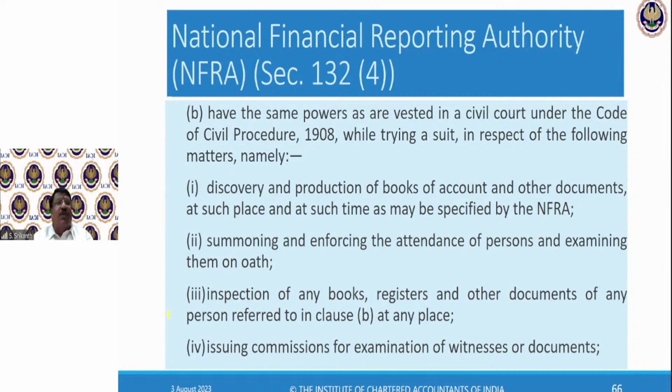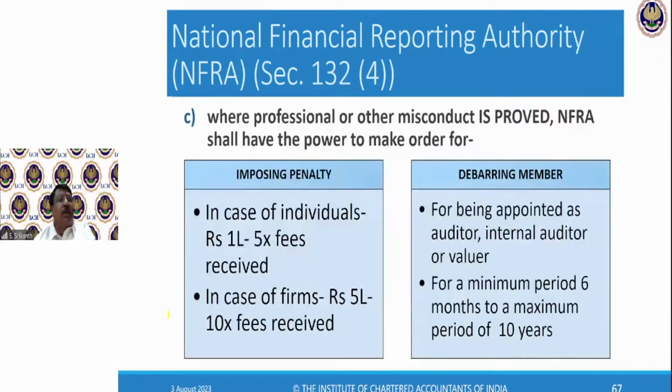So the NFRA is a quasi-judicial body, and when it's conducting an investigation, it has the same powers as the civil court under the Code of Civil Procedure. It can call for evidence, discovery and production of books of account, summoning and enforcing attendance of persons, enforcing inspection of any books. Where some person cannot come, then it can issue commissions for examination of witnesses or documents, all that.